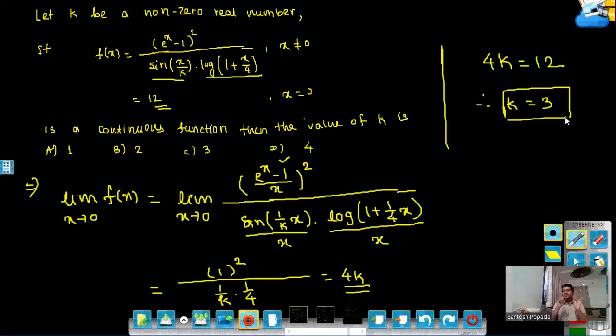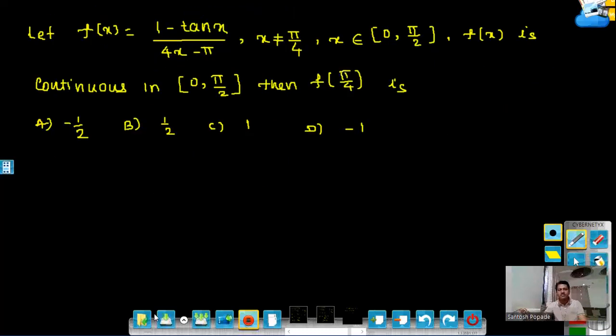That means k equal to 3 is the correct answer, given in option C. Okay, we got this simple solution. All these are very easy questions and this can be asked in CET as well as JEE examinations. Let us see now the next example.